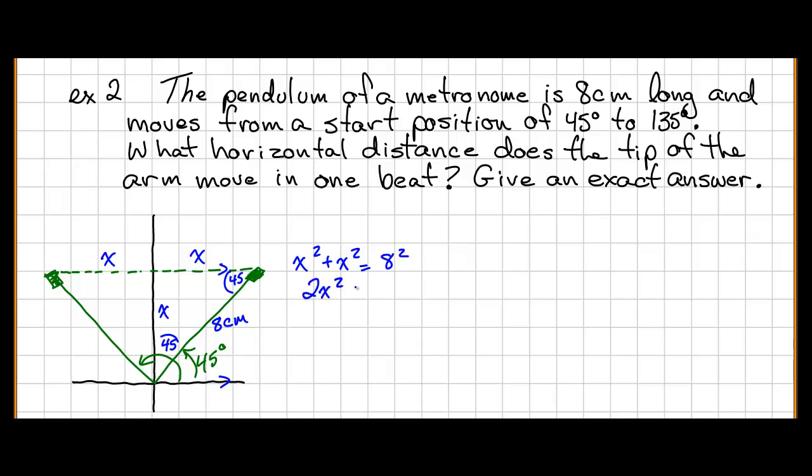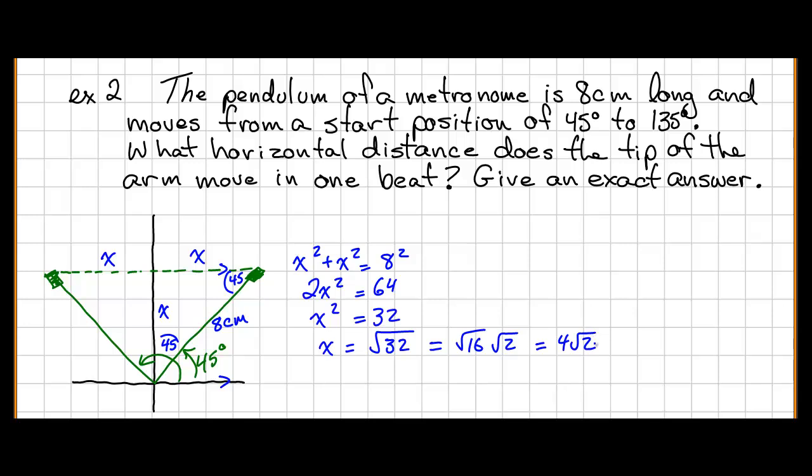That means 2x squared is equal to 64. X squared, if we divide both sides by 2, is equal to 32. And x is equal to the square root of 32. I'll come back to this a little bit later, but the square root of 32 is equal to root 16 times root 2, or 4 root 2. And we'll come back to that little piece of information later.